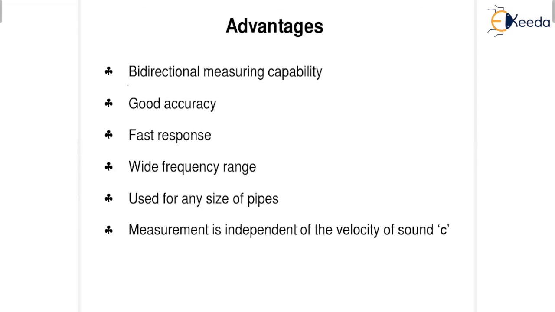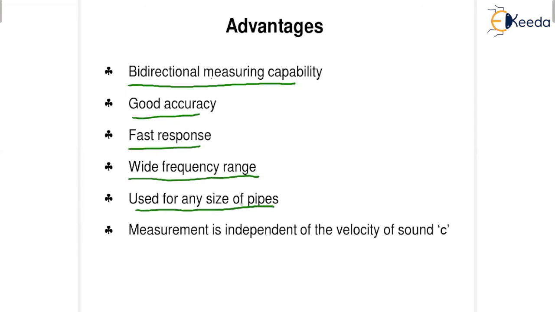Finally, what are the advantages of this transit type flow meter? It is a bidirectional measuring instrument. We keep the piezoelectric crystals A and B on either side of the pipe wall, and that is the reason it has bidirectional measuring capability. It gives very good accuracy, the results are very accurate and the response is quick. It can be used for wide frequency ranges and any pipe size, so you can measure flow in big pipes also.